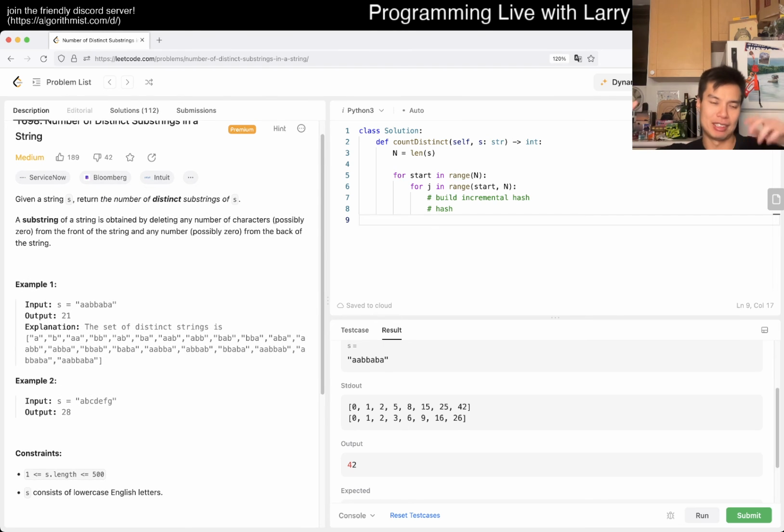Man, can't believe I misread this so long. All right, let's think about O of n. How do I do this in O of n?